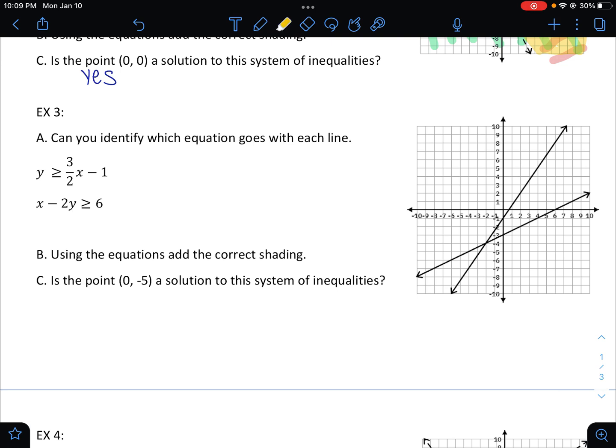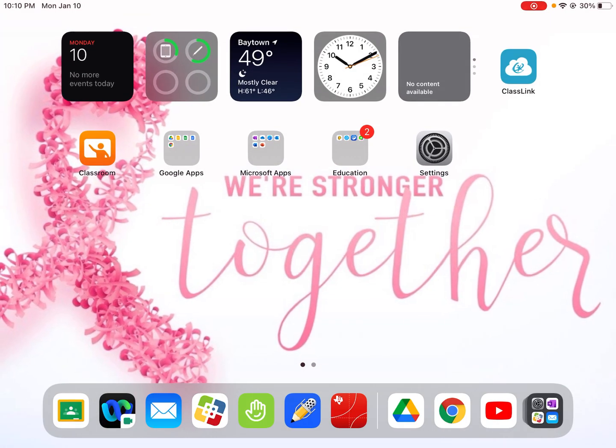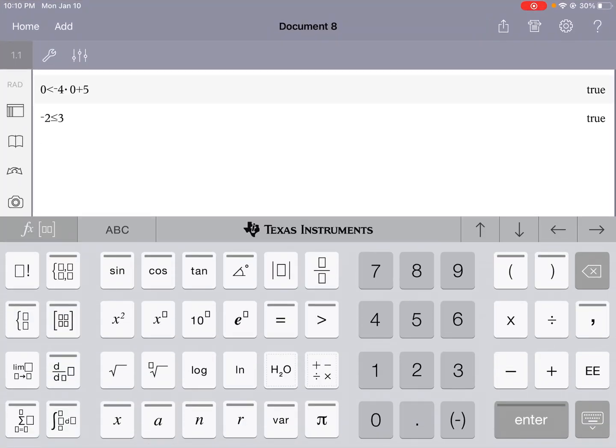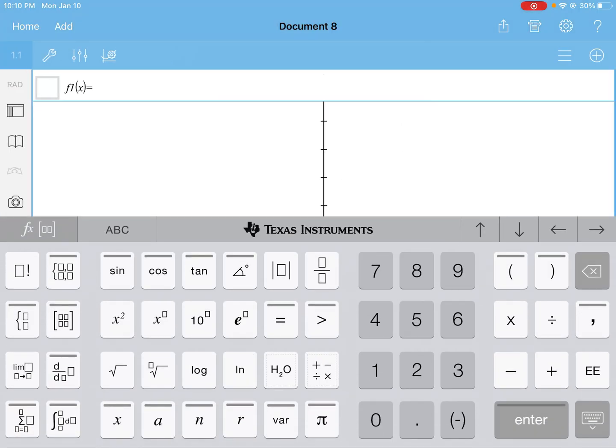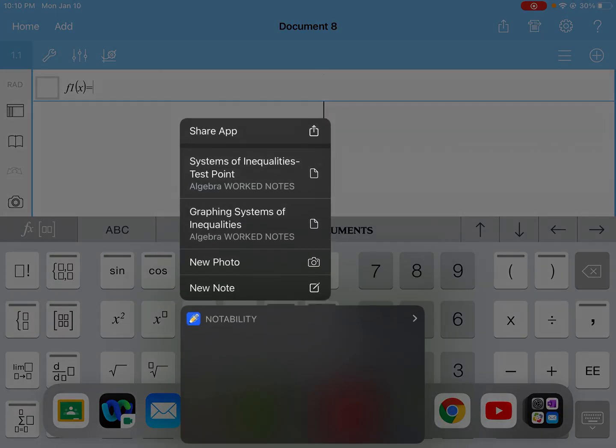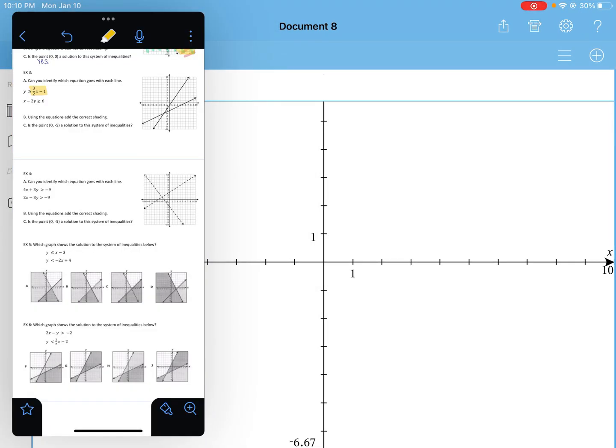So what I'm going to do to help us is graph this first equation because it's already solved for y. If I graph it, I can see what it looks like and where it should be going through on my y-axis, so I am able to determine which line it goes with. So I am going to go to my calculator, get a new document, and add a new graph. Okay, I am going to graph that line.